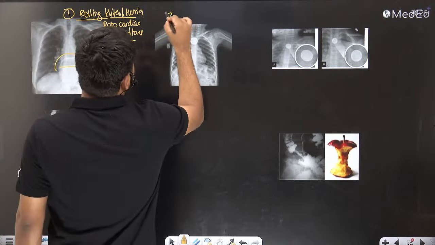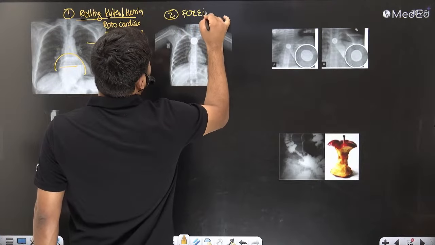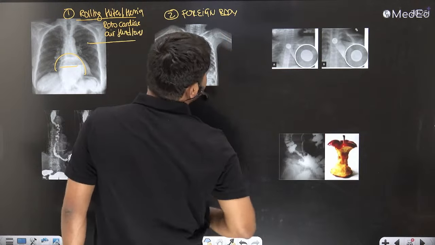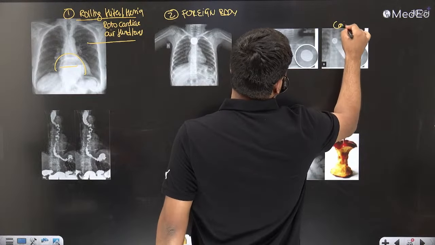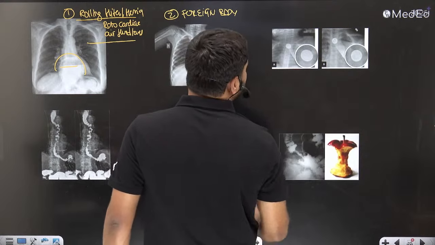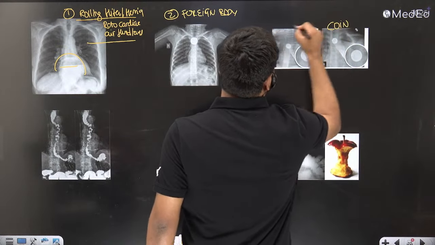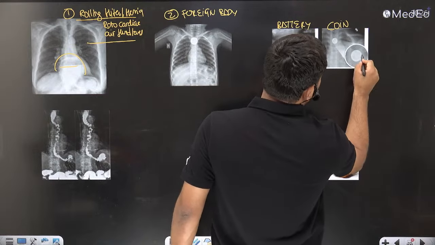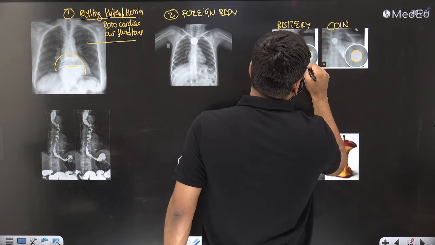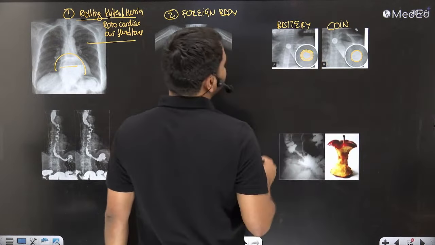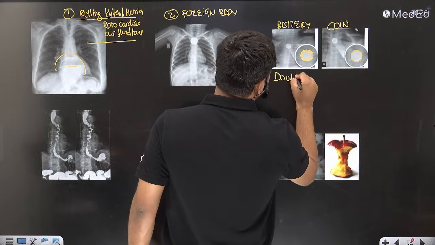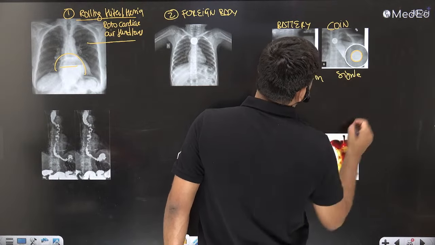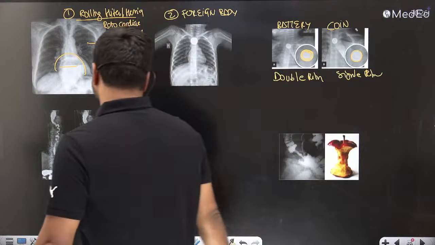Now, image number two is of a foreign body. How do you differentiate whether the baby has taken a coin or a button battery? I'm saying this is the coin, and this happens to be your battery. A coin will have a single rim, whereas the button battery will have a double rim sign. So this is the double rim sign, and this is your single rim sign.